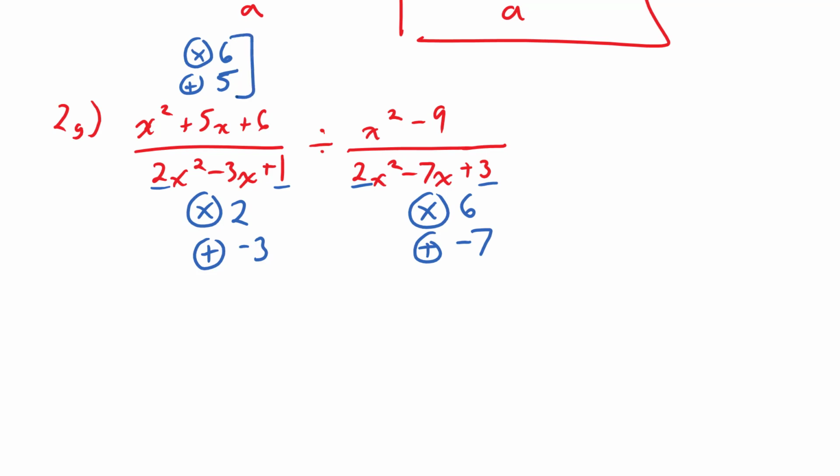Two numbers that multiply to 6 and add up to 5, we have 3 and 2. Two numbers that multiply to 2 and add up to -3, -2, -1. And finally, two numbers that multiply to 6 and add up to -7, we have -6 and -1. So I'm going to factor my simple trinomial, my complex trinomial, and I'm going to use my difference of squares on these terms here.